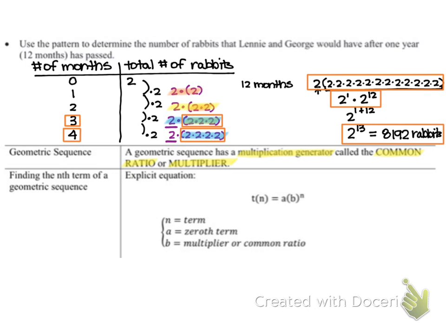Okay, our formula for this, our explicit equation, let's go ahead and box this in red, is T of n is equal to a times b to the n. Now, the a and the b represent different things this time. The a is still our 0th term, and b this time is the multiplier or the common ratio. So a little bit of introduction to that. We're going to spend a lot more time on this, though.